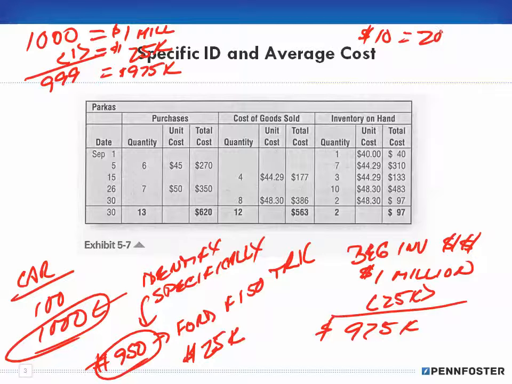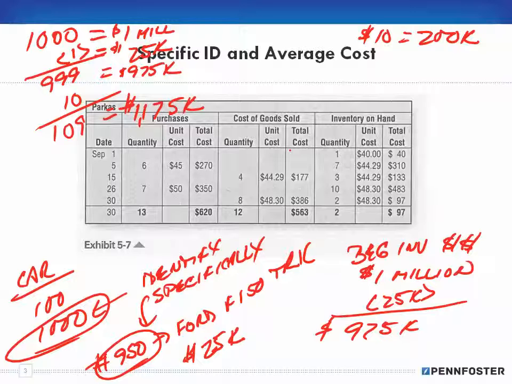Is now worth 200,000. Okay, so now in inventory, I'm going to add 10 to my inventory, so I have 109,000, and the value of that is the 975,000 plus this additional 200,000, or 1,175,000.